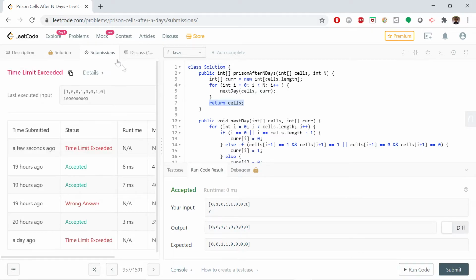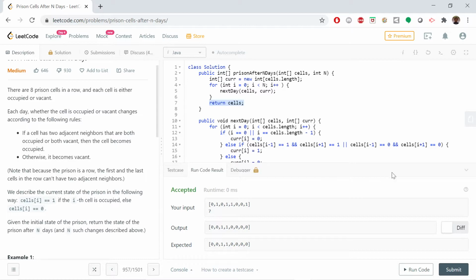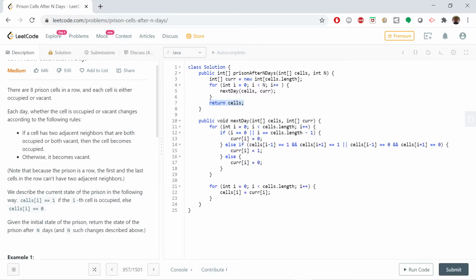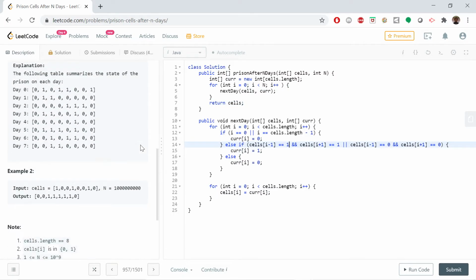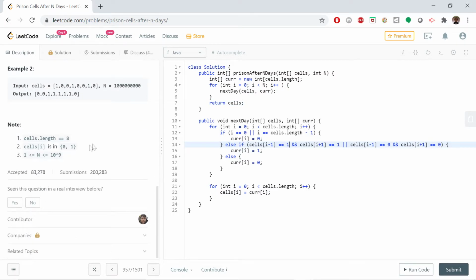Yeah, as you can see with this brute force solution, time limit exceeded. That tells us that this solution is just way too slow, and we need to understand why. The reason it's so slow is because this n can be huge, like 10 to the 9th. We're going to be iterating an array of length 8 for potentially 10 to the 9th number of times. So that's where the issue is.